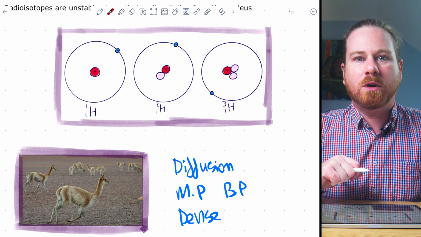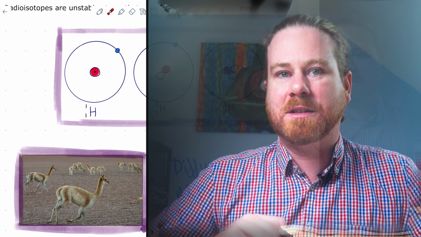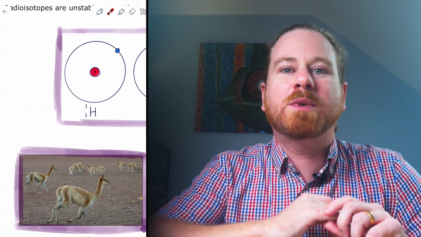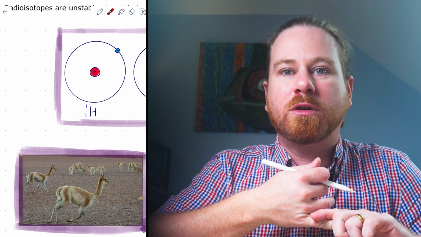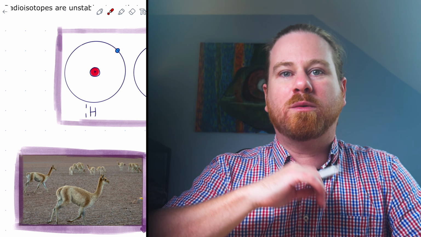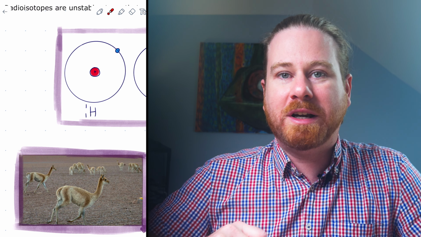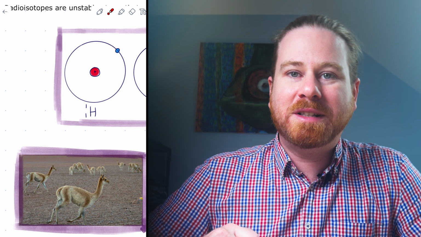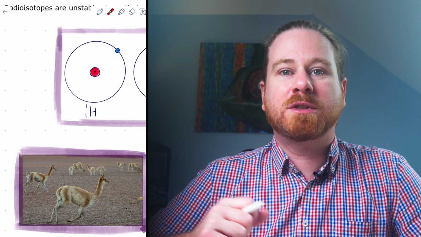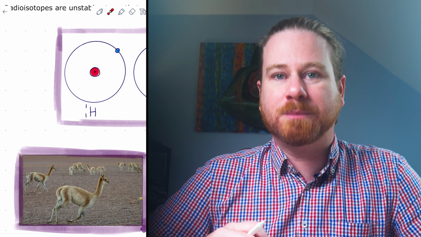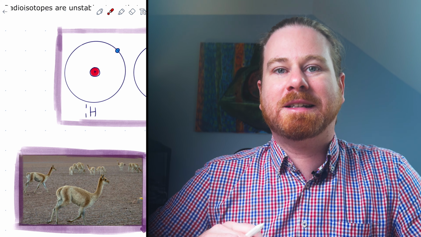Okay, so now on to radioactive isotopes. With some elements, the number of neutrons just isn't quite right. So this means the nucleus is unstable and undergoes radioactive decay to try to get rid of some of that energy, and as a result it undergoes a change. So it changes the atom that it is.